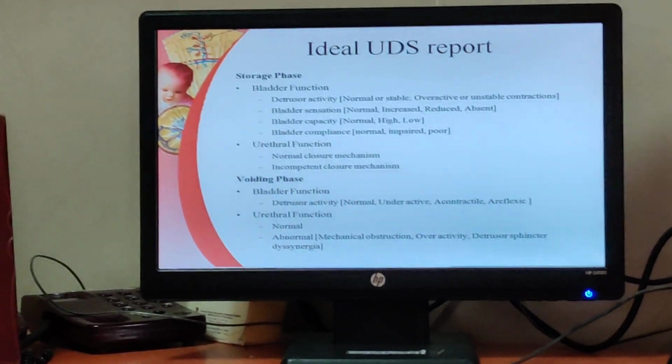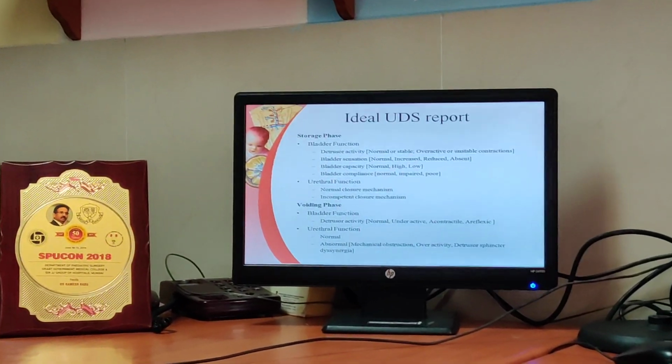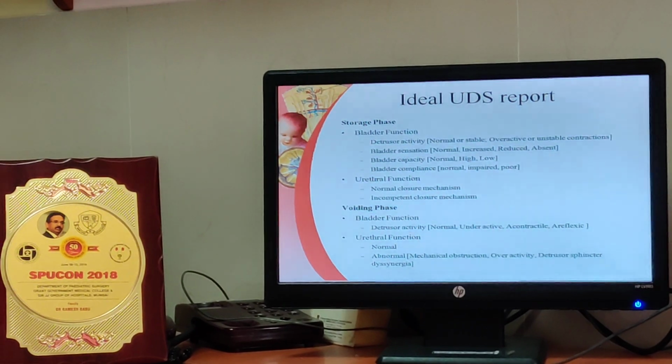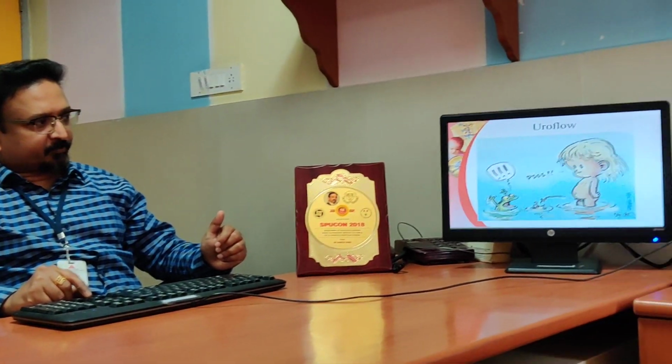So an ideal UDS report should mention the storage phase, whether there was any leak during the storage, whether there were any unstable contractions during the storage, and if there is a video urodynamics, we can also mention whether there is a reflux. A voiding phase again should tell whether the voiding is of a good pressure, whether the voiding is to completion, and whether there are any interrupted voidings due to sphincter problems.